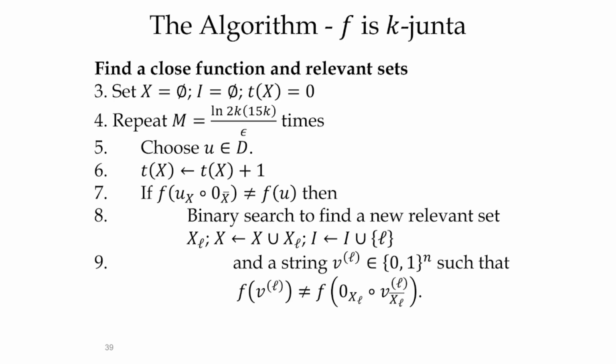Okay, so let's continue to the second part. In this part, we can assume that our partition is good with high probability of 2/3, and every set will contain one relevant variable at most. This time f is k-junta. Then if f is k-junta, we will pass this test, and f on x subscript capital X will also be k-junta.